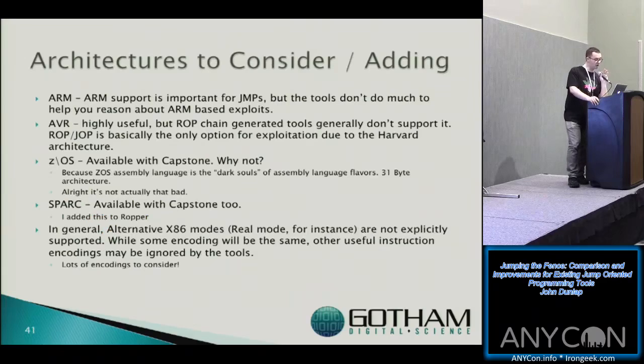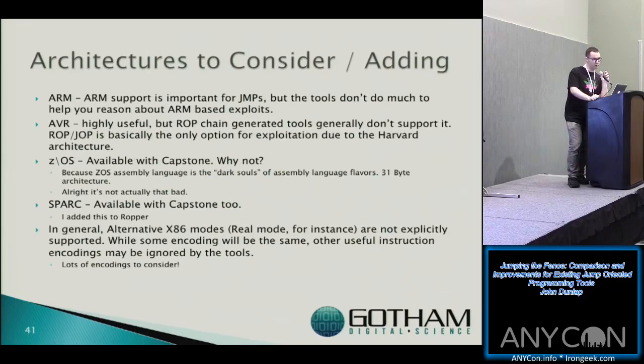Now we're going to talk about architecture. Right now, the current tools don't support architectures like ARM, AVR, and SPARC super well. While most people doing this kind of exploit are going to be doing it on x86, these other architectures are actually highly useful with jump-oriented programming. These are the places where you'd actually want to start thinking about doing it.